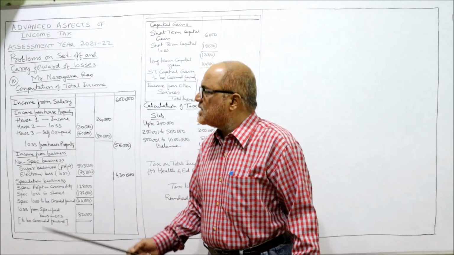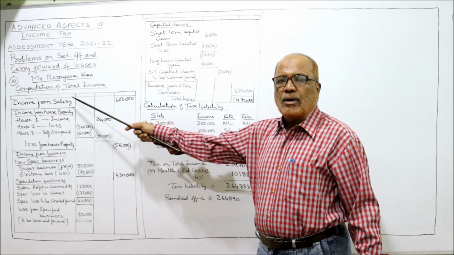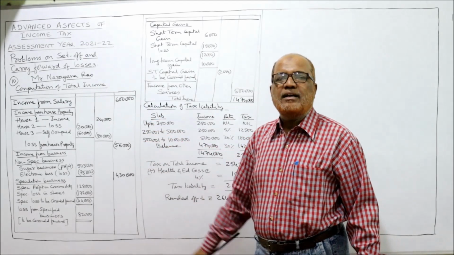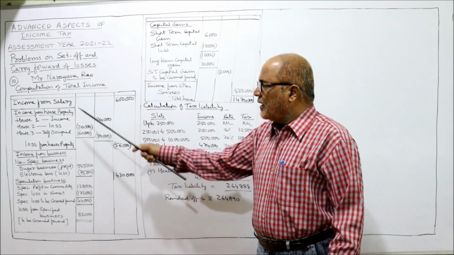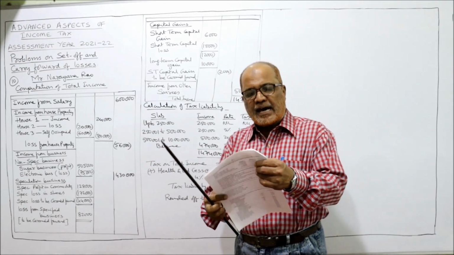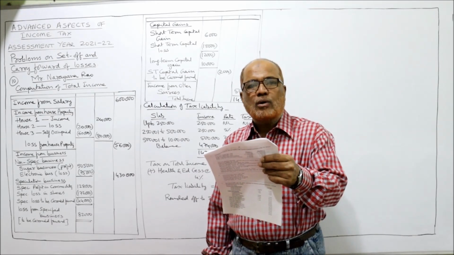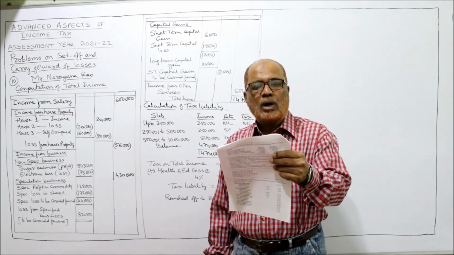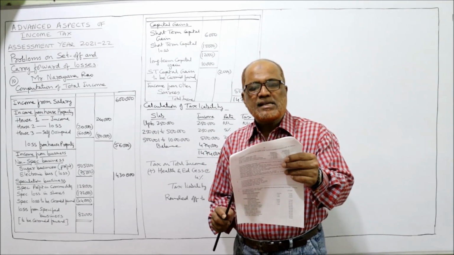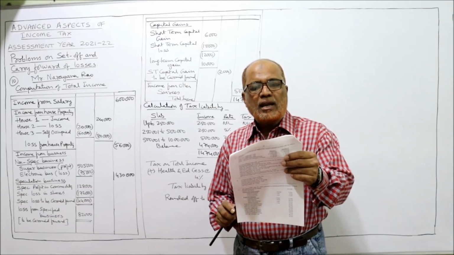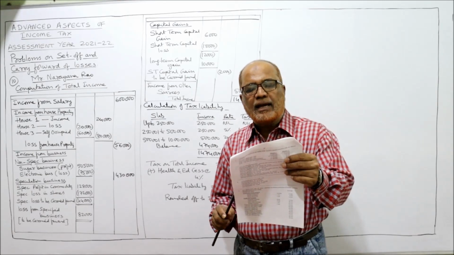Now, first of all, see here. Mr. Narayana Rao, computation of total income for the assessment year 21-22. Income from salary, 6 lakh rupees, directly given. Income from house property. He is having 3 houses: house 1, house 2, house 3. House 1, there is an income, whereas house number 2, there is a loss. And house number 3, self-occupied, again loss.